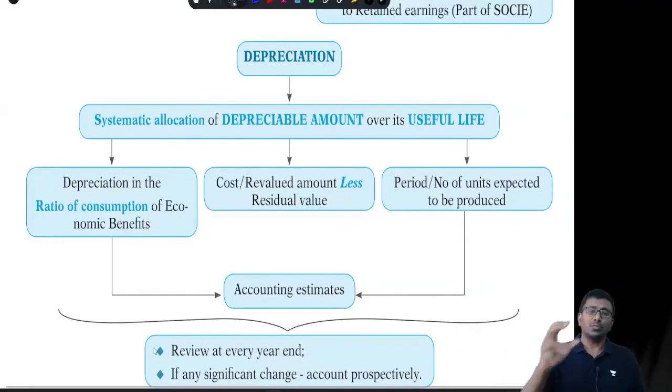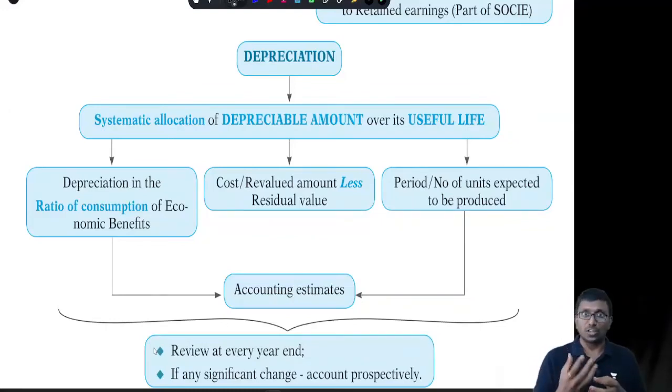Then we are reaching the last topic, that is depreciation. What is depreciation? Depreciation is a systematic allocation of depreciable amount over the useful life of the asset. What is systematic allocation? That is nothing but the method of depreciation. Depreciable amount is cost or revalued amount minus residual value.